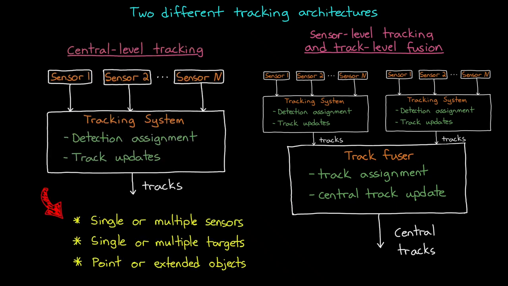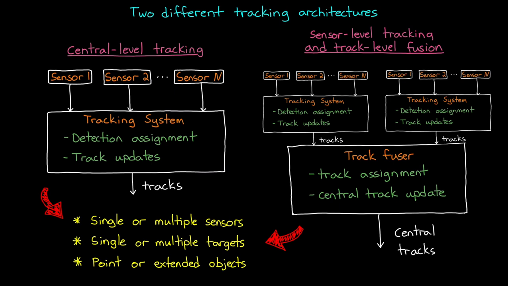And we can use this type of architecture with multiple sensors and to track single or multiple objects, and for both point and extended objects. So similar capabilities as central level tracking, but with a slightly different approach, a distributed approach to solving the problem.